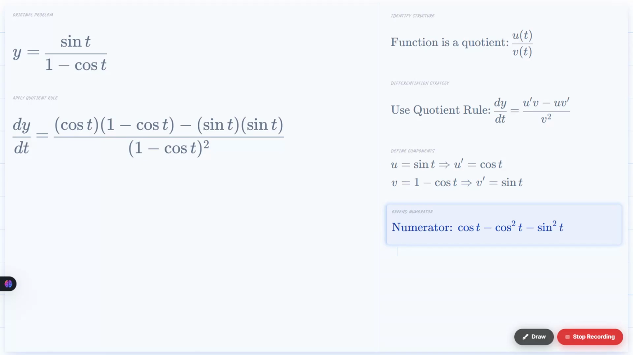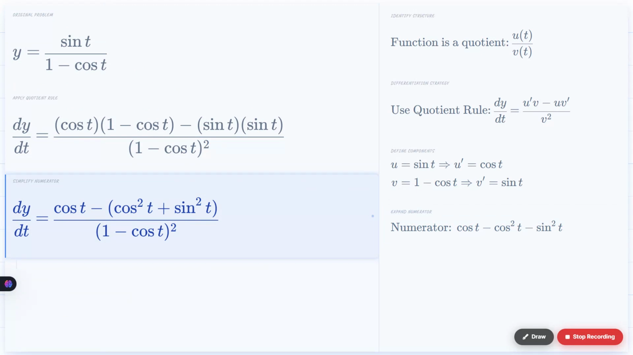We expand the numerator by multiplying cos t by 1 and cos t by minus cos t, then subtracting sin t times sin t. We do this to see each part clearly. Multiplying these terms helps us simplify the top of the fraction later.